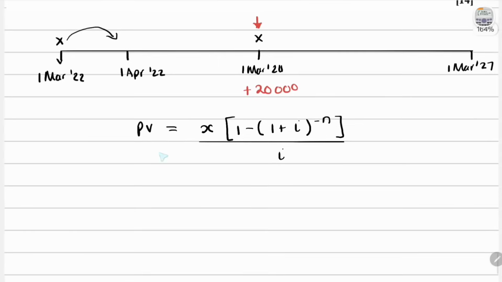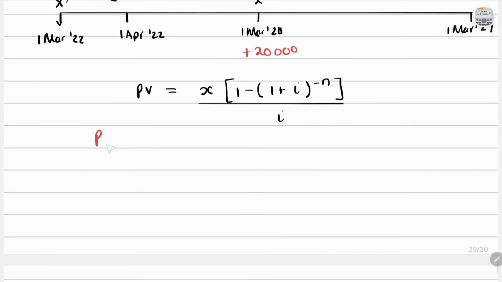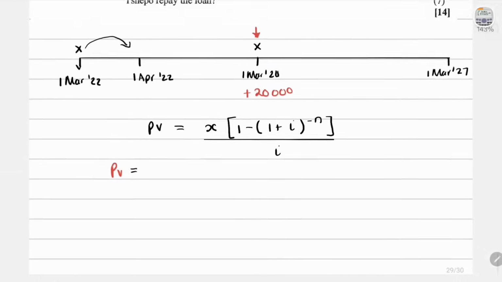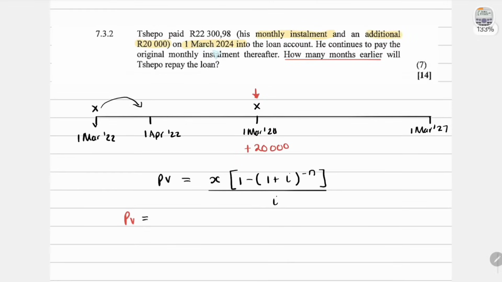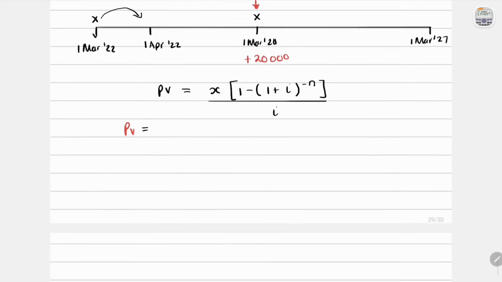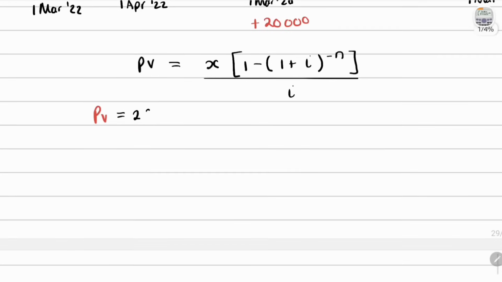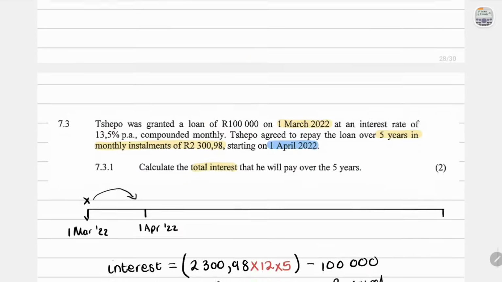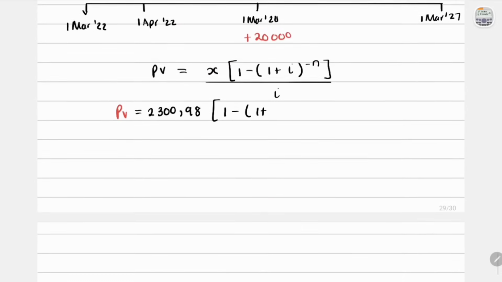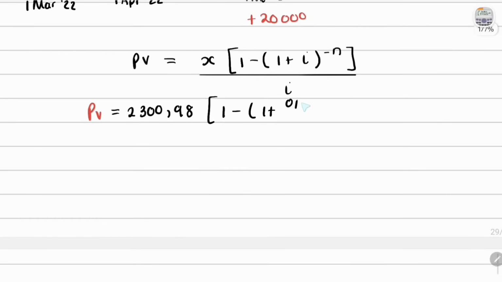So we are looking for how much he owes. So PV, present value, is still left empty. And we know he continues paying this amount, right? That's 2,398. So 2,398 is the monthly installment. And then we'll say 1 minus 1 plus the interest there, 13.5% per annum, compounded monthly. So that is 0.135 over 12, because it's compounded monthly.